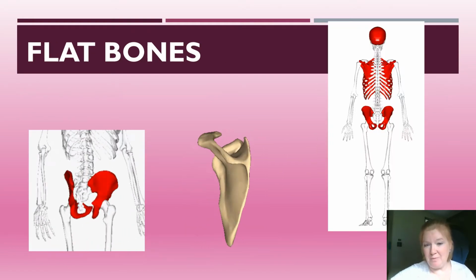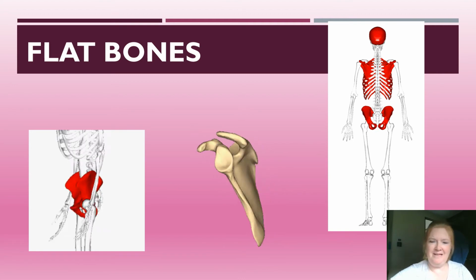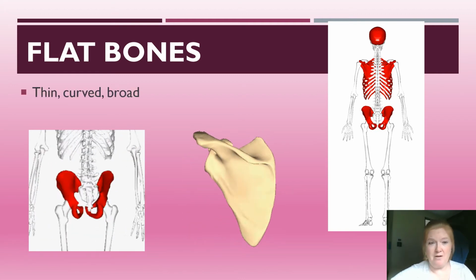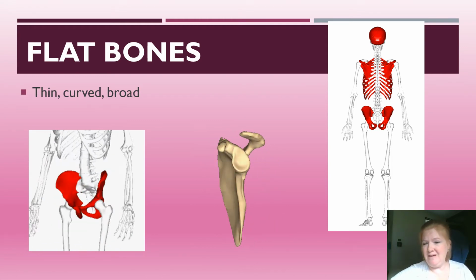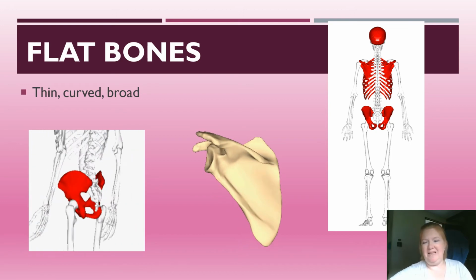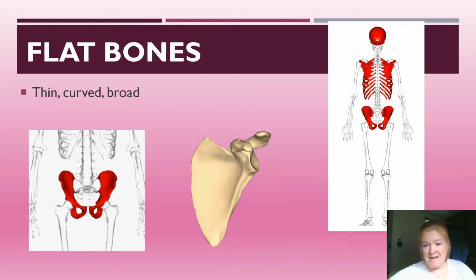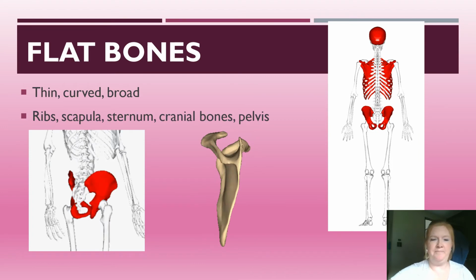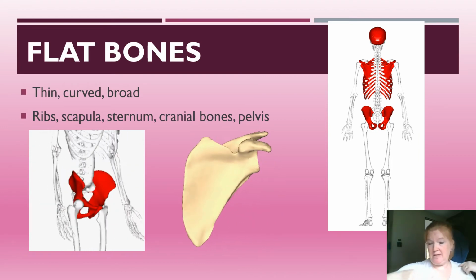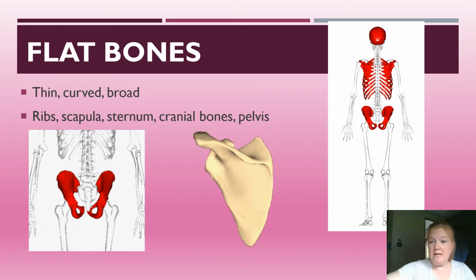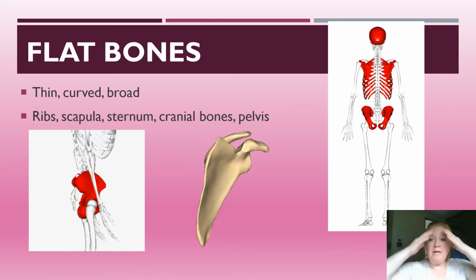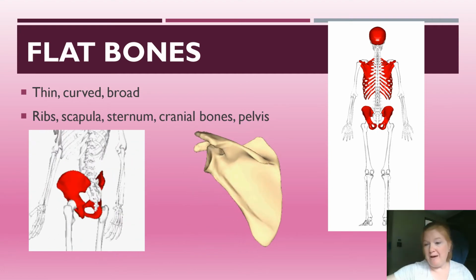Okay, flat bones. Now, flat is a little bit misleading, because they're not flat like paper, none of them are. In fact, they're thin and curved, but they have a broad surface. So they are just flattened, but they're not flat, okay? It includes our ribs, which are obviously curved, our scapula, that's your shoulder blade, your sternum, your cranial bones, and your pelvis.